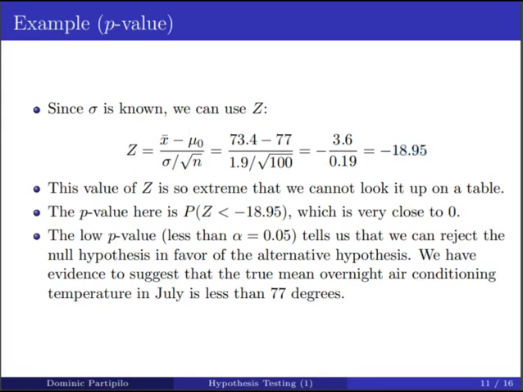And remember, most of the z values are between negative 3 and 3. So for a z value to be negative 18.95, that's really extreme. It's so extreme that we can't even look it up on the table. The actual p-value here is the probability that z is less than negative 18.95, which is pretty much zero. So the low p-value, which is less than our significance level of 0.05, tells us that we can reject the null hypothesis in favor of the alternative hypothesis. That means we have enough evidence to suggest that the true mean overnight air conditioning temperature in July is less than 77 degrees.